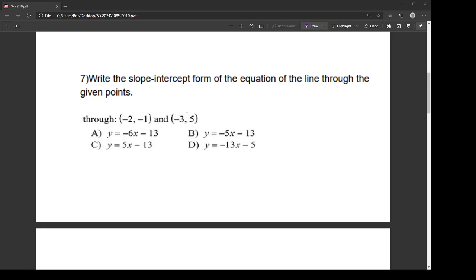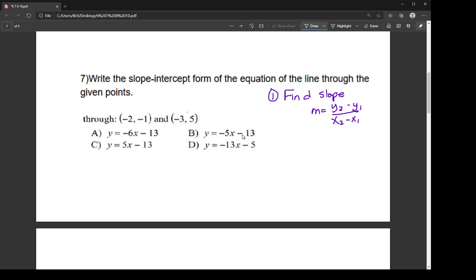In this problem, we need to write the slope-intercept form of the equation of the line going through 2 points. Now, in order to do this, there are usually 3 steps that you do. So the first step is to find the slope. Okay, and remember to do that, we're going to use the equation the slope equals y2 minus y1 over x2 minus x1.